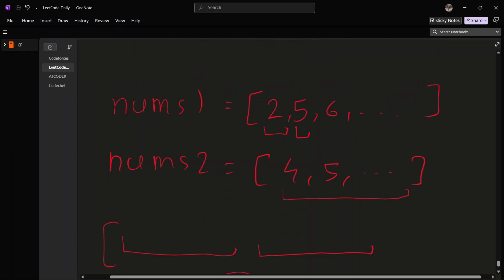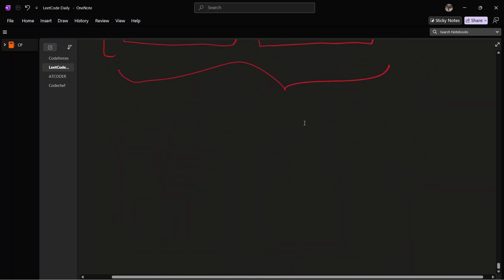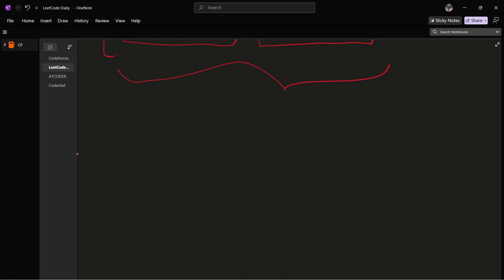Now, we have to think about important properties of XOR. So let's take a number A. We should know A XOR 0 is equal to A and A XOR A is equal to 0, right? This follows for XOR.